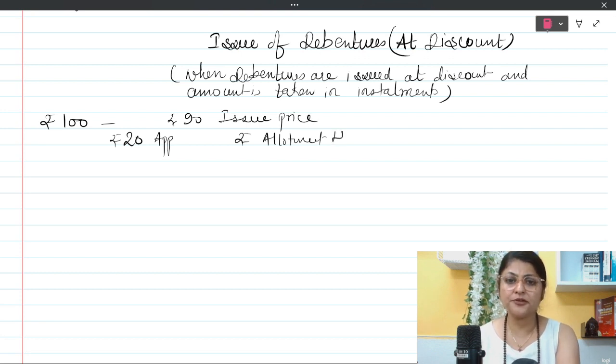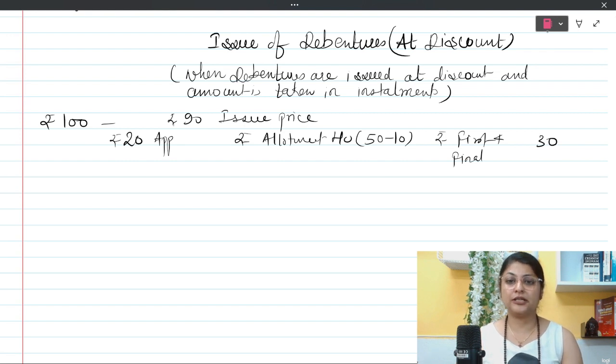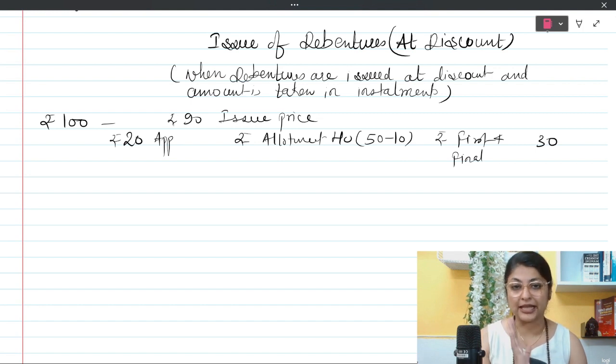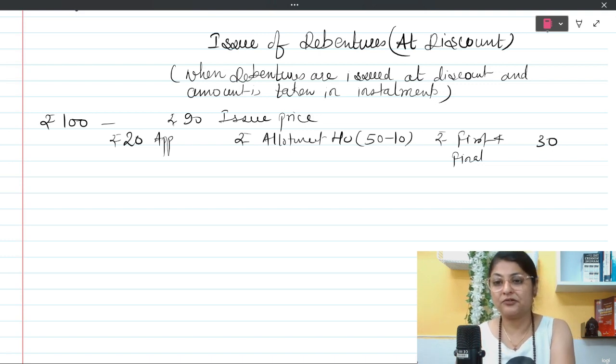The allotment money is going to be 40. How 40? 50 minus 10, and it is going to be first and final call, same amount as what we had taken in the previous examples, 30 rupees. So it is going to be 20 plus 40, 60 rupees, 60 plus 30, 90. Total 90 rupees the company is taking. At the time of allotment, 10 rupees less is taken, and for that we will have to pass the entry. And the number of debentures issued is 1000.